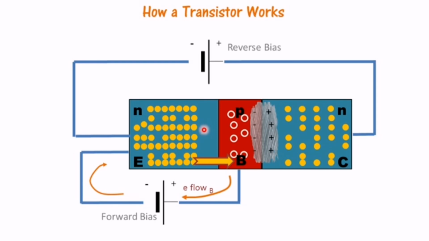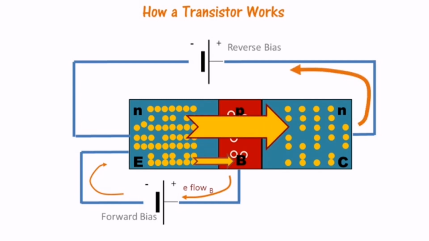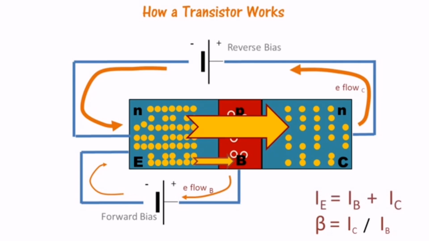The electrons from the emitter which have crossed the depletion layer and have reached the base get attracted to this positive electric field and break through this depletion layer. And this suddenly causes a large flow of current in the collector emitter circuit. This amplification of current is known as beta, and this could have values like 20 or 200, and it's a property of the material, the NPN transistor. By Kirchhoff's law, current in the emitter is given as a sum of IB plus IC.